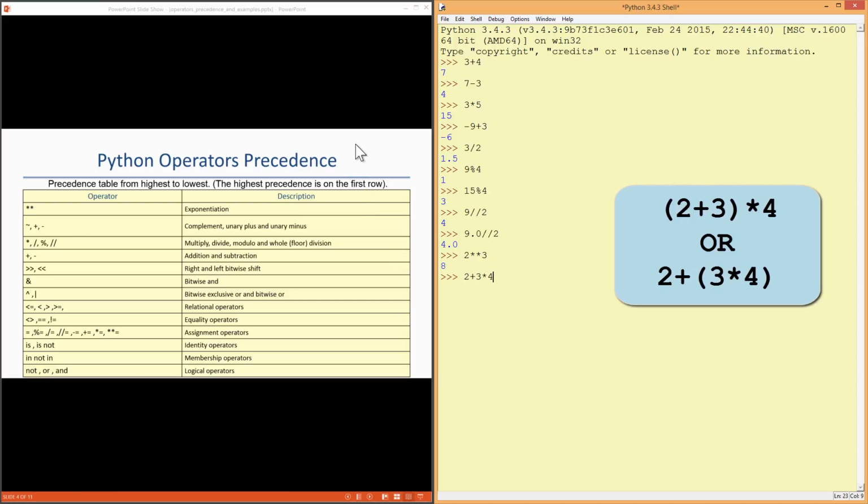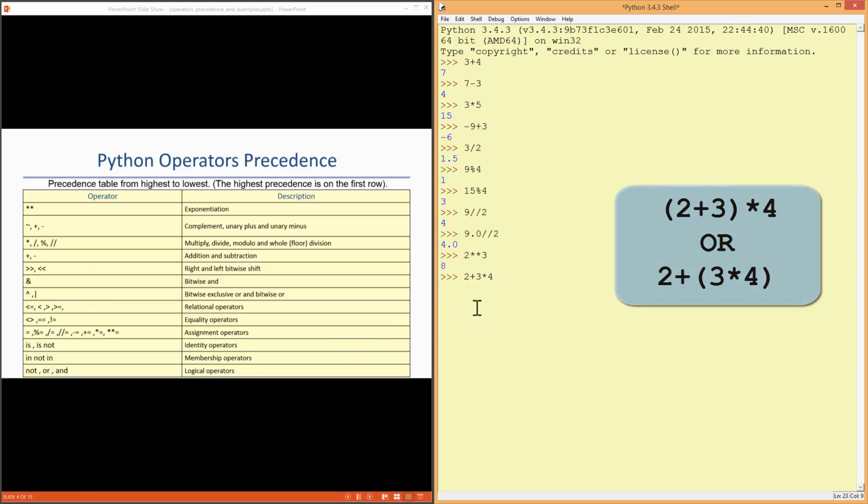This table on the left shows you the rules for precedence, including mathematical and logical operators, and the one on the top has the highest precedence. That means it will be performed first, and then the next one, and the next one, and so on.